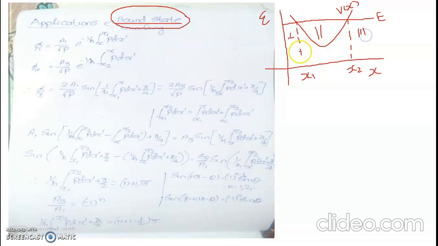These are labeled as region 1, region 2, and region 3. Both region 1 and 3 have the potential energy exceeding the total energy. So these two regions are non-classical regions, whereas in region 2 the total energy exceeds the potential energy, so that region 2 is purely a classical region.